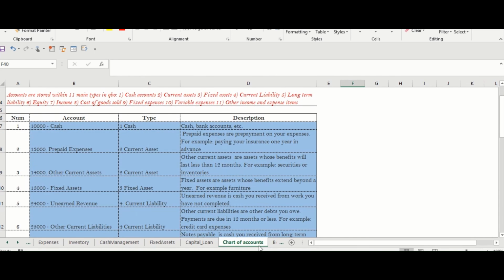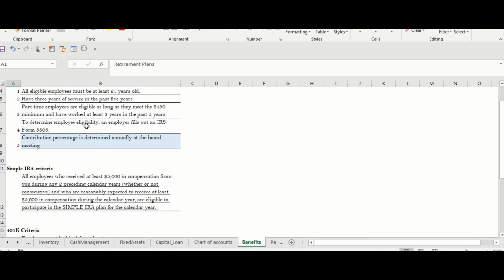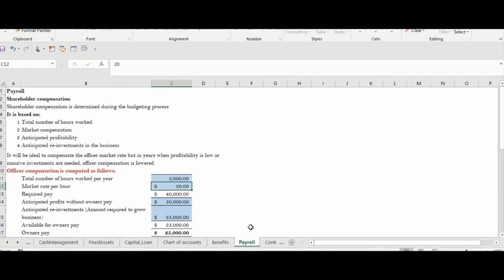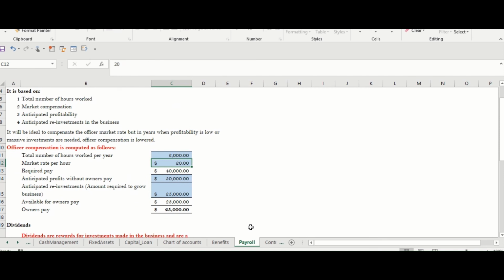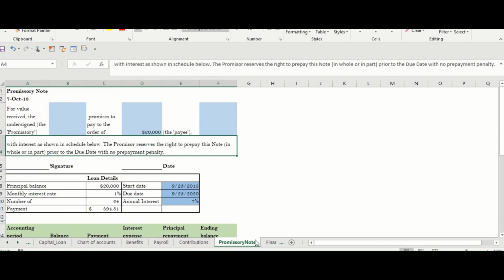How do you determine that? What kind of numbering system do you use? And if you have benefits, you need to have policies in place for when those benefits are administered and how your employees are notified. And then also you want to document how and when you run payroll. What's your payroll cycle? Here's a log for logging your contributions. So if you have contributions in your business, you can log that here. And then if you decide to take a loan from your business or give a loan to your business, here's a template for promissory notes.